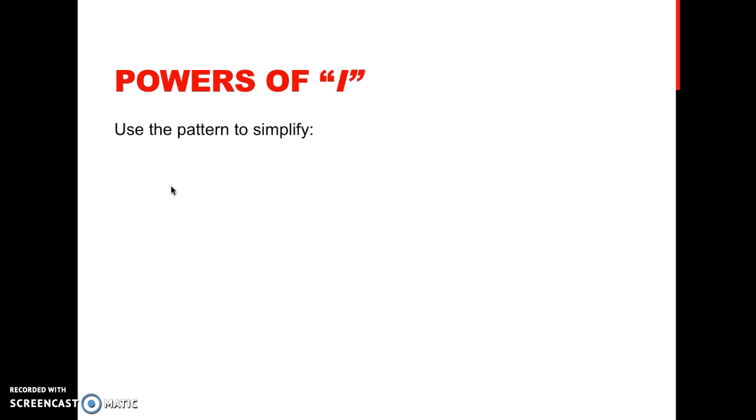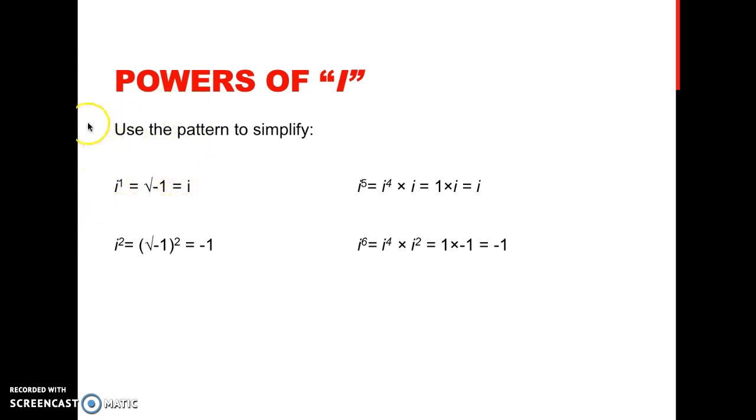The powers of i. Use the pattern to simplify. So we have i to the first power is going to equal the square root of negative 1, which equals i. We have i to the second power, which is going to equal the square root of negative 1 squared. When we square it, it gets rid of that square root sign, so we are just left with negative 1.